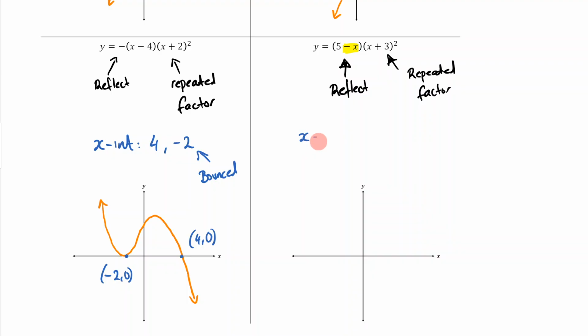So that means my x-intercepts are going to be 5 from this one, and then -3 from over here. So -3 and 5. It's going to look similar to the other one. It's going to start off by going down, then up, then down. So that is what my graph is going to look like. Let me quickly put in my x-intercepts: -3, 0, and 5, 0.